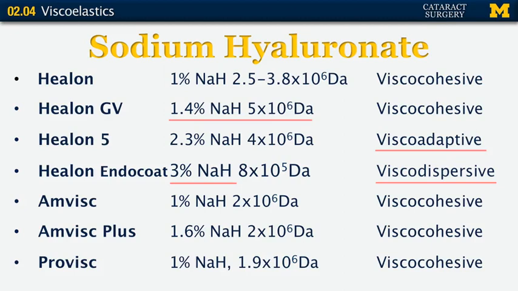Amvisc was created in 1983 by Bausch & Lomb and is a little bit less viscous than Healon, and that can make sense to you because look at its molecular weight, which is lower than Healon, but still it's visco-cohesive. Amvisc Plus is a bit more cohesive and was sort of Bausch & Lomb's answer to Healon GV. And Provisc was created by Alcon. They wanted to get into the game, and it is very similar to Healon. So all of these, Healon, Amvisc, and Provisc, are pretty similar to one another, and it's just your personal preference which one you enjoy using.